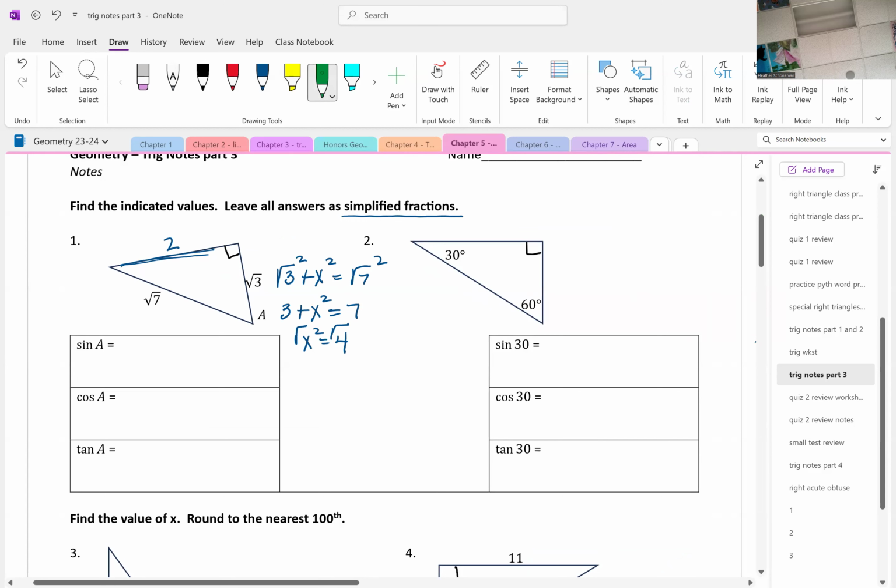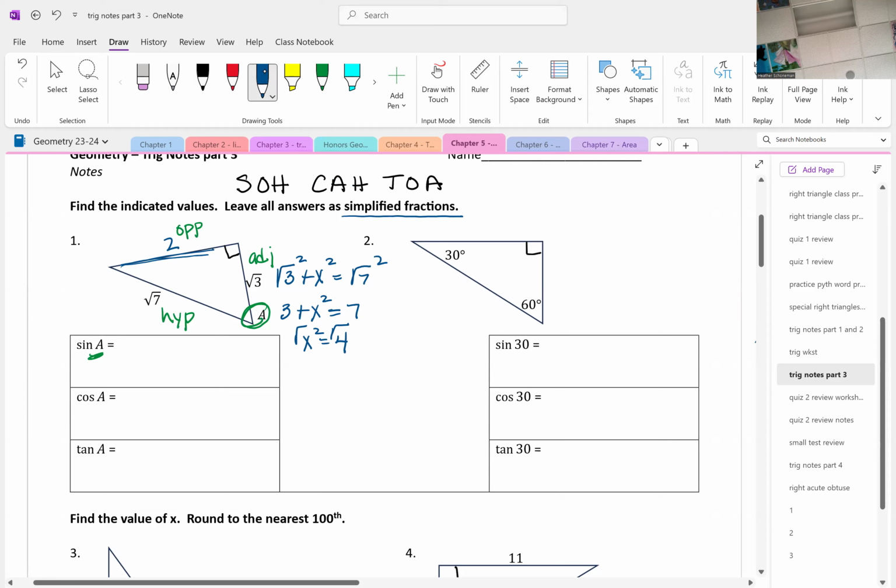Then if I read closely, it says it wants me to find the sine of A, cosine of A, and tangent of A. So looking at angle A, I'm going to label my sides. 2 is opposite because it's not touching. Square root of 3 is adjacent because it's touching, but it's not the hypotenuse. And the square root of 7 is the hypotenuse. Now, one more thing before we write the ratios, I think for a lot of you, it would be helpful to write our phrase SOHCAHTOA on the top of your page so you can have it as a reference.